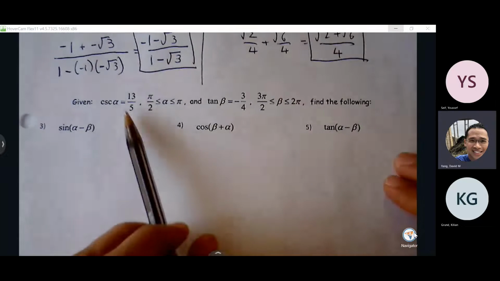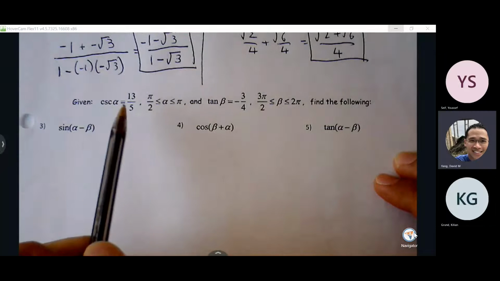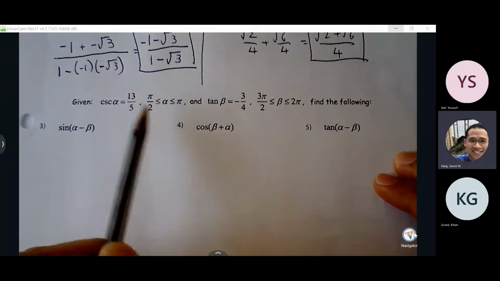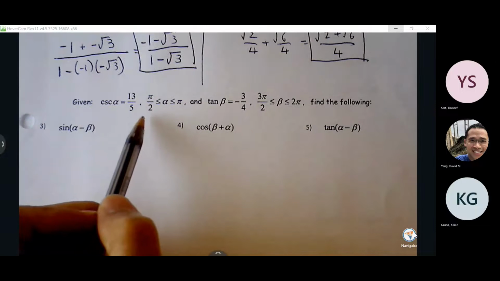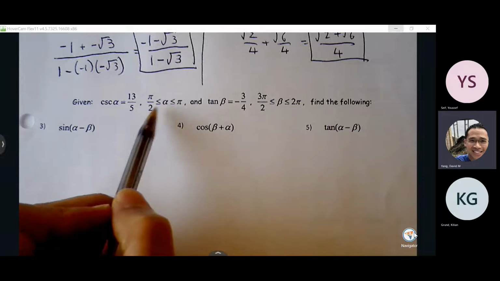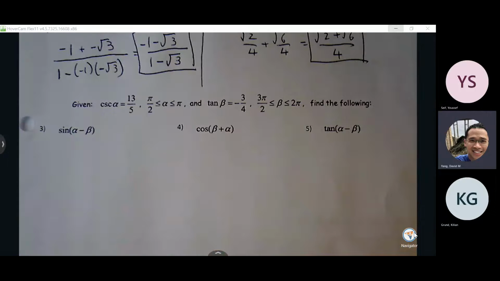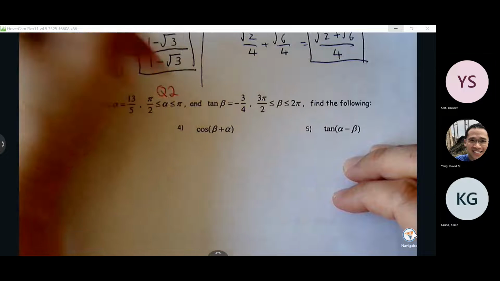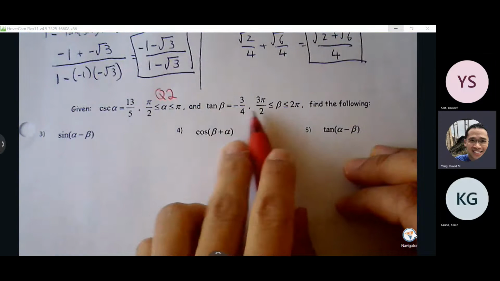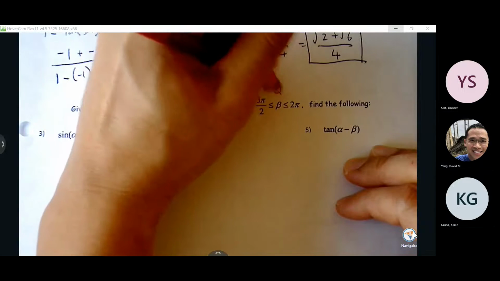Okay, number 3, well, 3, 4, and 5, we're going to be using alpha and beta above here. So we're going to create 2 triangles. For alpha, we know that alpha is between pi over 2 and pi, so we know that is in the second quadrant. For angle B, between 3 pi over 2 and 2 pi, that's quadrant 4.